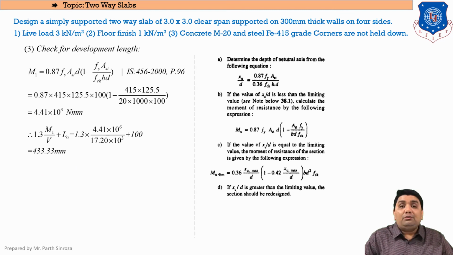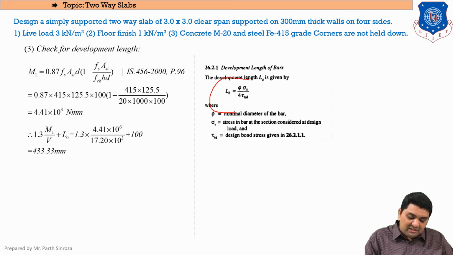Now we'll be moving forward to the LHS portion, and the LHS portion is Ld, that is development length. For that we'll be moving to page number 42 of our IS code, and from page number 42 we'll be using this equation, that is Ld equals phi sigma s upon 4 tau bd. Phi, that is the diameter of the bar, we have assumed to be 8 mm diameter. If you have assumed it to be 10 mm, then place the value as 10.